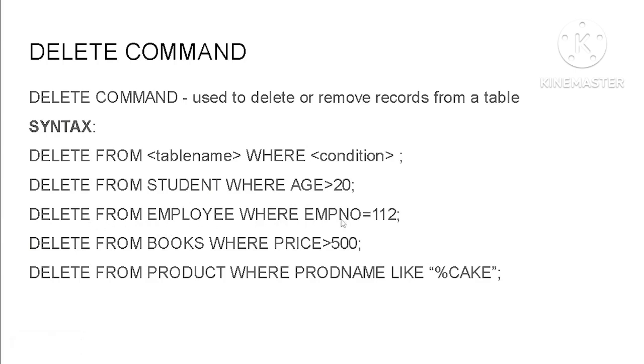Delete from employee, where emp number equal to 112. That particular record will get deleted. Delete from books, where price greater than 500. So all the book details whose price is greater than 500 will get deleted. Delete from product, where product name like percentage cake, which means all the product names that end with cake, strawberry cake, plum cake, all the details with the word cake will get deleted.